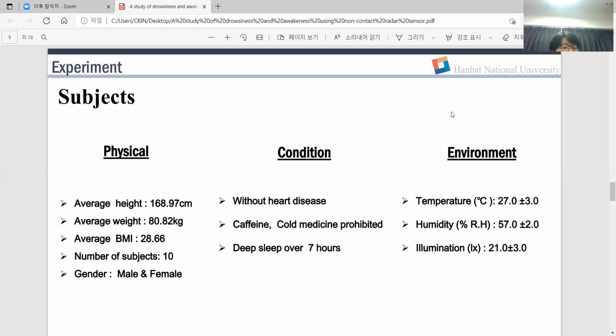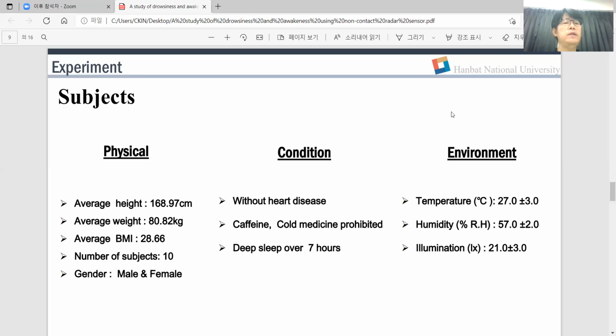Next, the experiment was conducted on the subjects. 10 healthy men and women in their 20s who had never had any heart disease voluntarily participated in the experiment. The average height of the subjects was 168.97 centimeters, the weight was 80.82 kilograms, and the BMI was 28.66 kilograms per square meter.